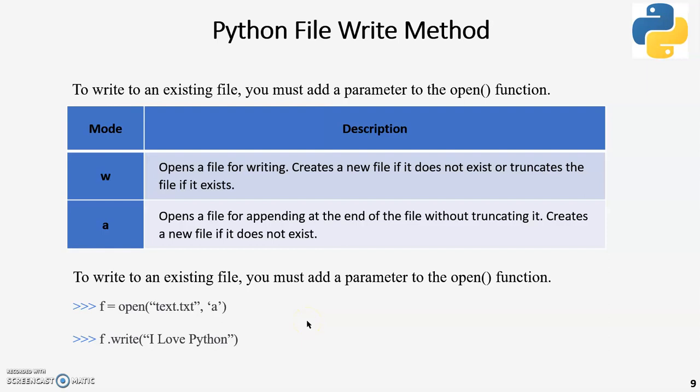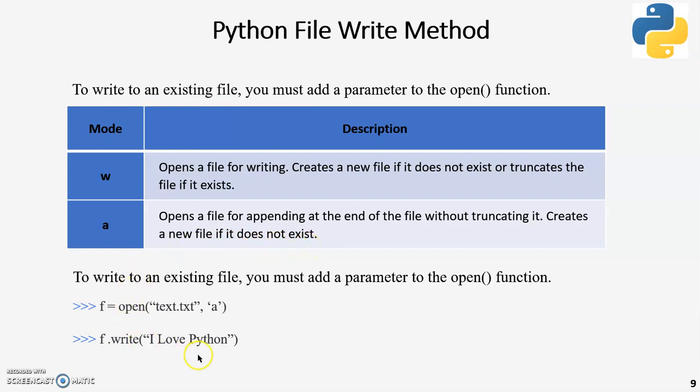To move on, when I open a file, I normally have W, which opens a file for writing. It creates a new file if it does not exist, or truncates the file if it exists. So this we have already seen. Now let's move on to A mode, which is the appending mode. It opens a file for appending at the end of the file without truncating it. It creates a new file if it does not exist.